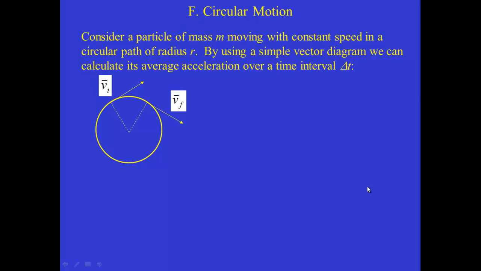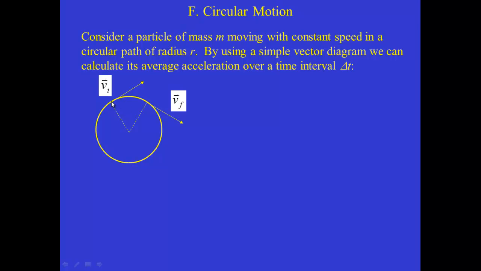The next topic in our discussion of mechanics is a special kind of motion called uniform circular motion. What we want to do is think about a particle or an object with mass m moving with constant speed in a circular path that has a radius r. We can figure out a very special expression for the acceleration that this object has by using some very simple vector algebra. So let's use a simple vector diagram to calculate this average acceleration, and we'll look at an initial point and a final point.